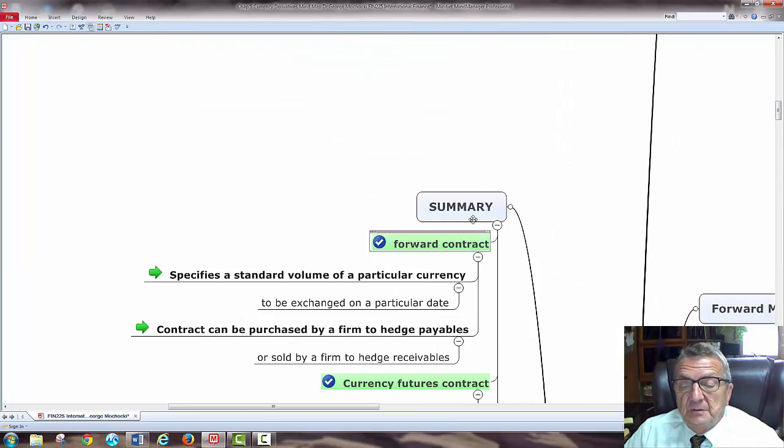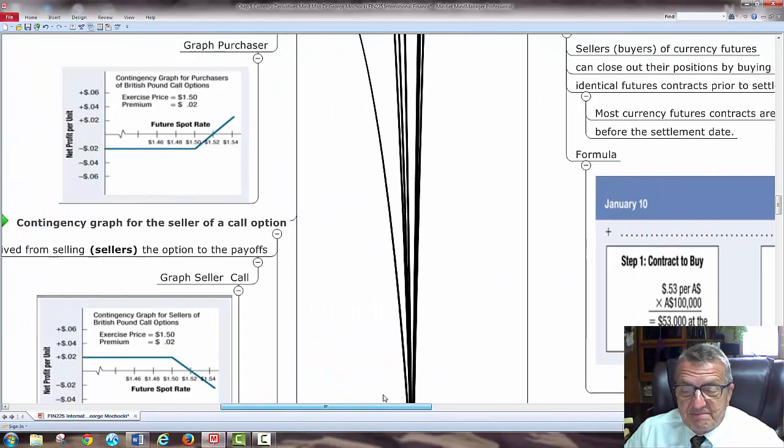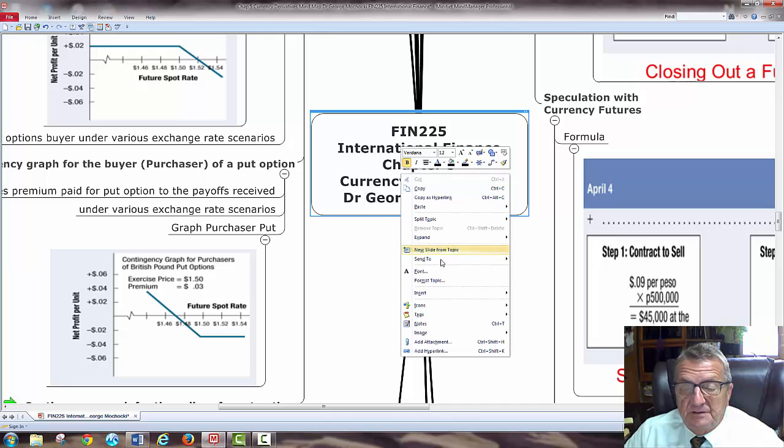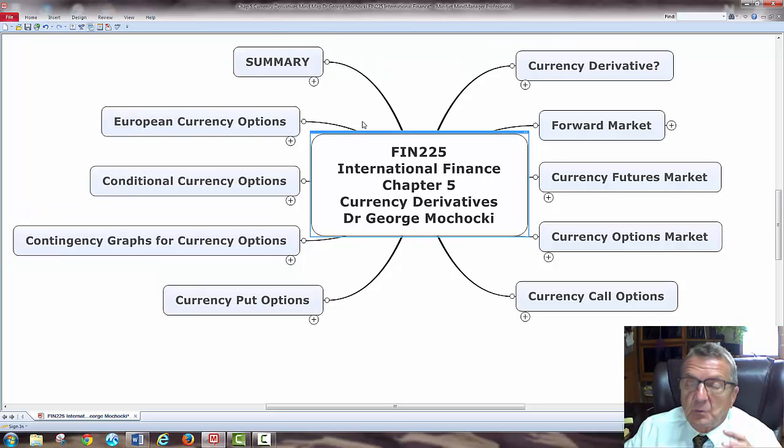Okay? So when I look at that, we have everything in here. All right. So we covered everything. We covered currency derivatives. We covered the forward market. We covered the currency futures market. We covered the currency option markets. We covered currency call options. We covered currency put options. We covered contingency graphs. Just here, look at them. Conditional currency options and European currency options. And then you have a quick summary.